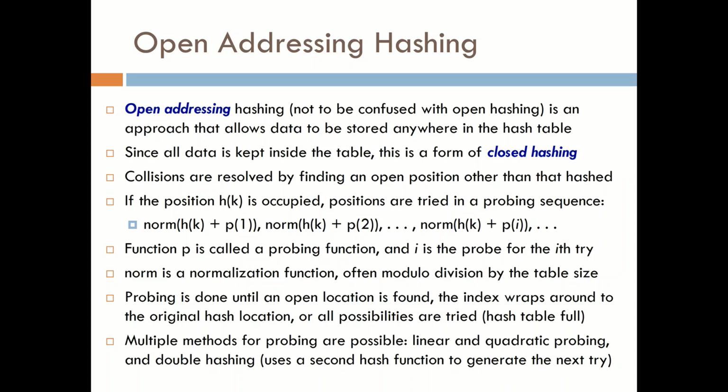That means we can place it wherever we want, and we'll have to have some mechanisms in place to actually deconflict where the data ends up. Since all the data is actually kept in the table, this is a form of closed hashing. Open hashing is when the data was stored outside of the table. In closed hashing, the actual data is stored in the table, and there are no pointers where the data is stored outside the table.